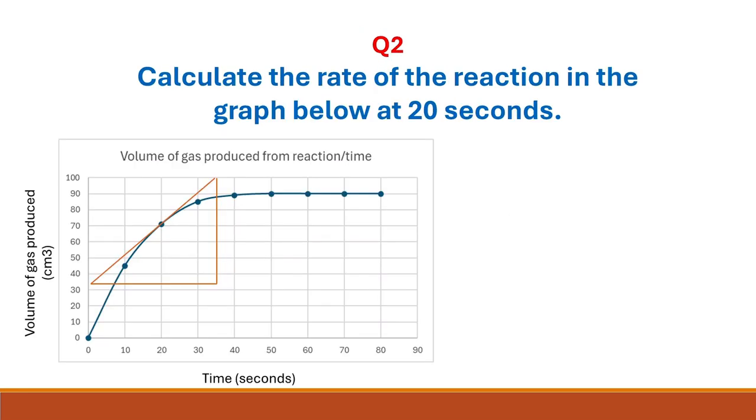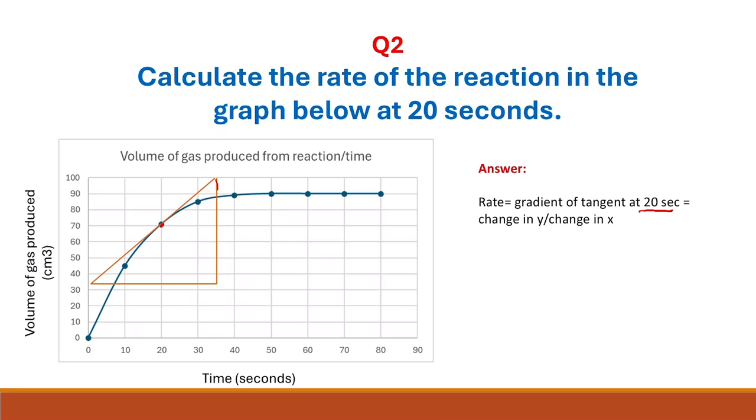Question 2. Calculate the rate of the reaction in the graph below at 20 seconds. This is a graph for the volume of gas produced from a reaction, where the volume is in centimeter cubed and the time is in seconds. To answer this question, you need to draw the tangent at 20 seconds and then calculate the gradient of the tangent. So the rate will be the gradient of the tangent at 20 seconds, which is the change in y over the change in x.